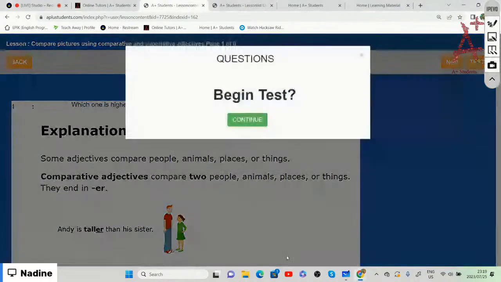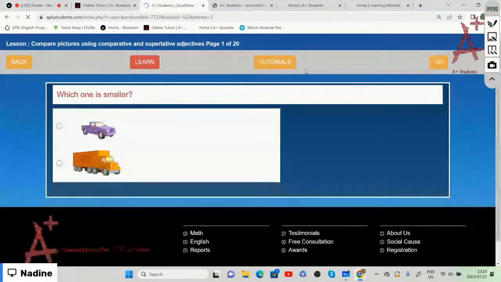All right, so now let's do a test. We're going to do a test where we compare pictures using either comparative or superlative adjectives. So we're going to identify which one is smaller. Is it option one, which is the purple car, or is it the orange truck? We need to say which one is the smaller car.